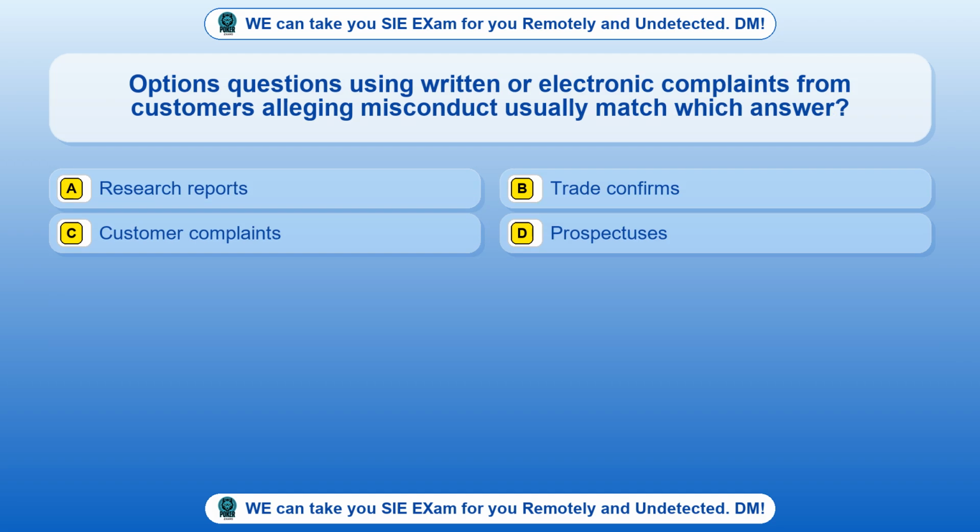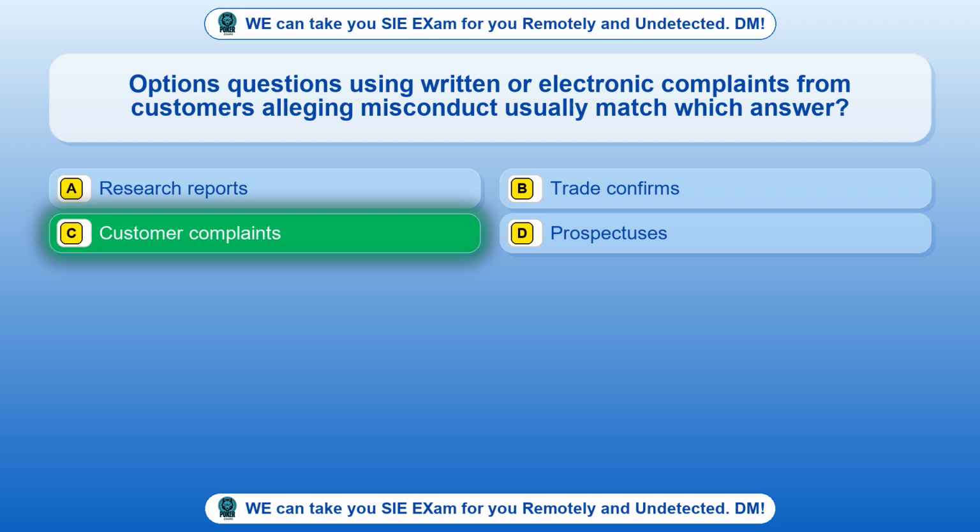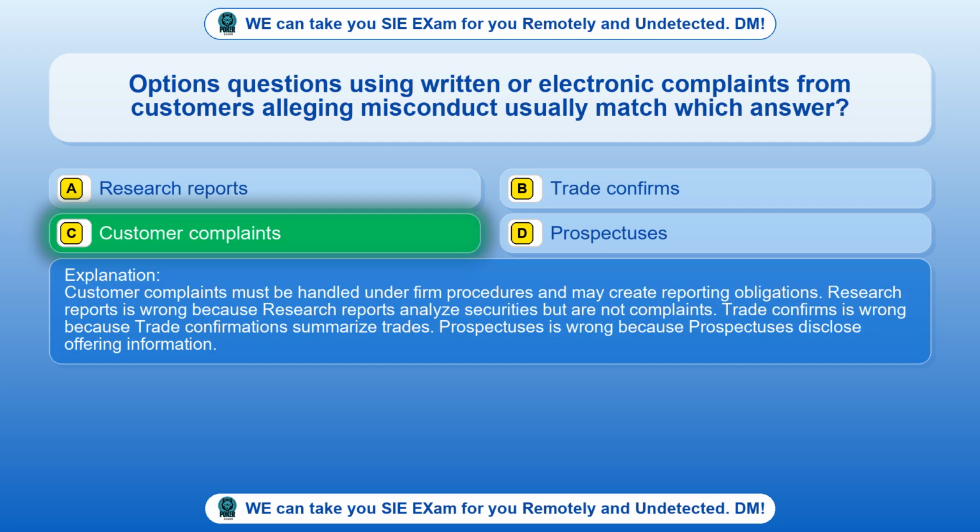Question 27. Options questions using written or electronic complaints from customers alleging misconduct usually match which answer? Option A, research reports. Option B, trade confirms. Option C, customer complaints. Option D, prospectuses. The correct answer is option C, customer complaints. Customer complaints must be handled under firm procedures and may create reporting obligations.